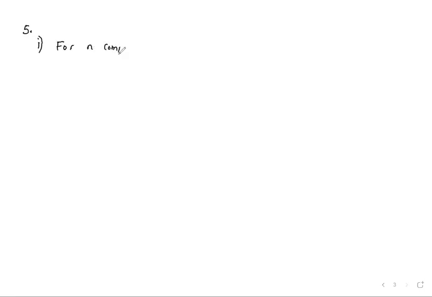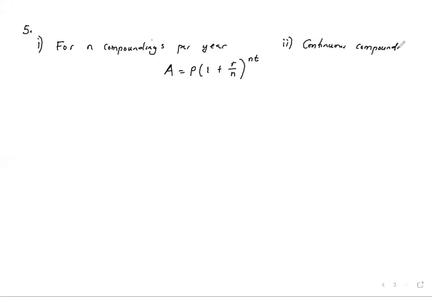For any compounding, the balance A is given by A = P(1 + R/N)^(NT), and for continuous compounding, A is equal to P e^(RT). So those are the formulas given.